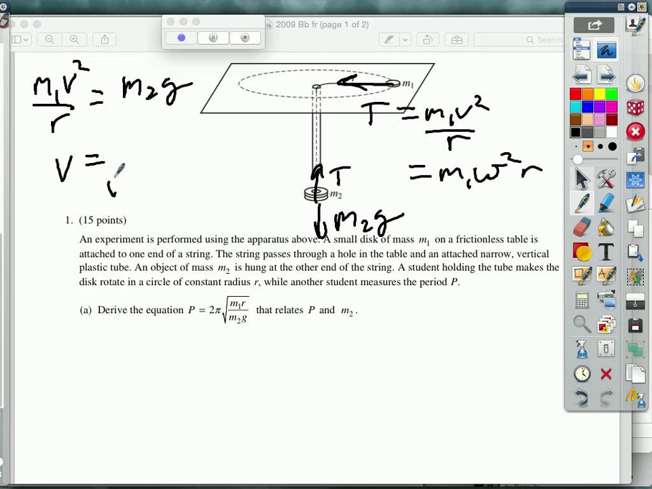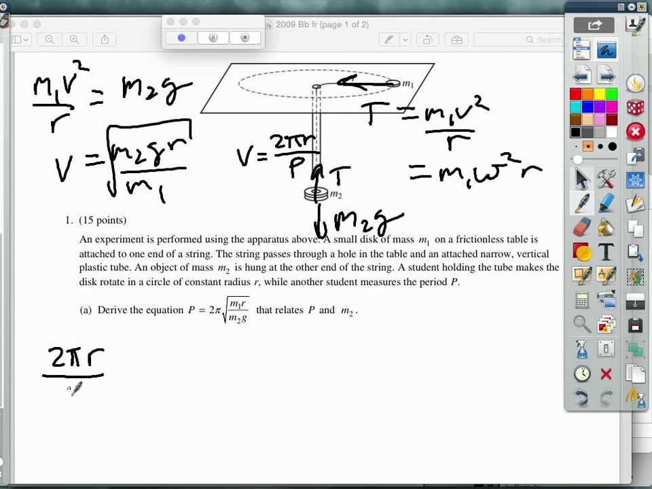So v is equal to the square root of m2gr over m1. Then, when we ask ourselves, what is the definition of v? v is equal to 2 pi r over the period. So I can set these two equal to each other, and I get 2 pi r over the period equals the square root of m2gr over m1.